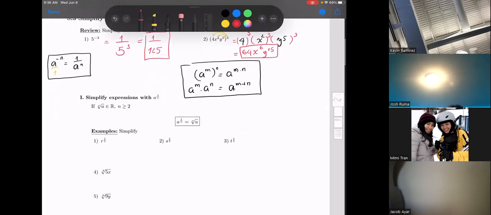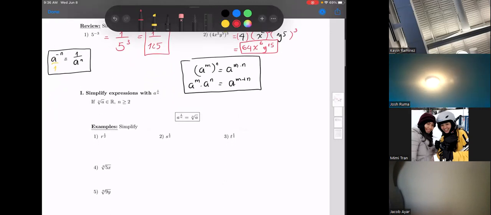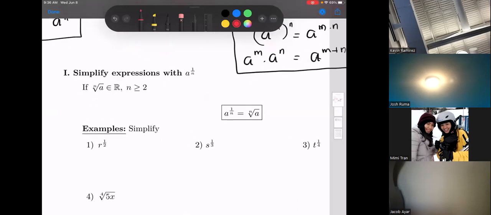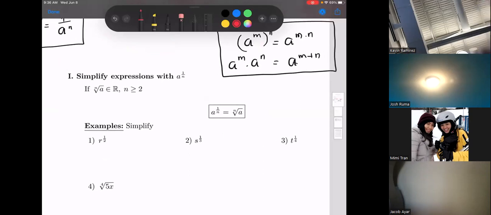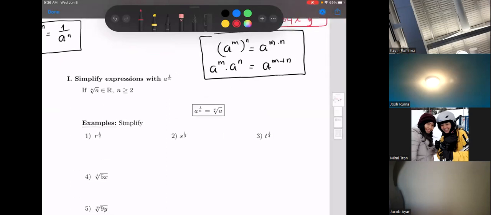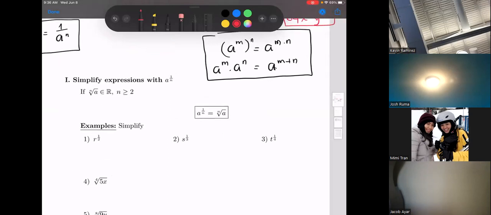Right now, we jump to the section. The nth root of a is a real number where n has to be at least 2, makes sense, right? If n is 1, then there's nothing to talk about. The nth root of 1 is 1. Then I have this rule: a to the 1 over n equals the nth root of a. Have you guys seen this before?